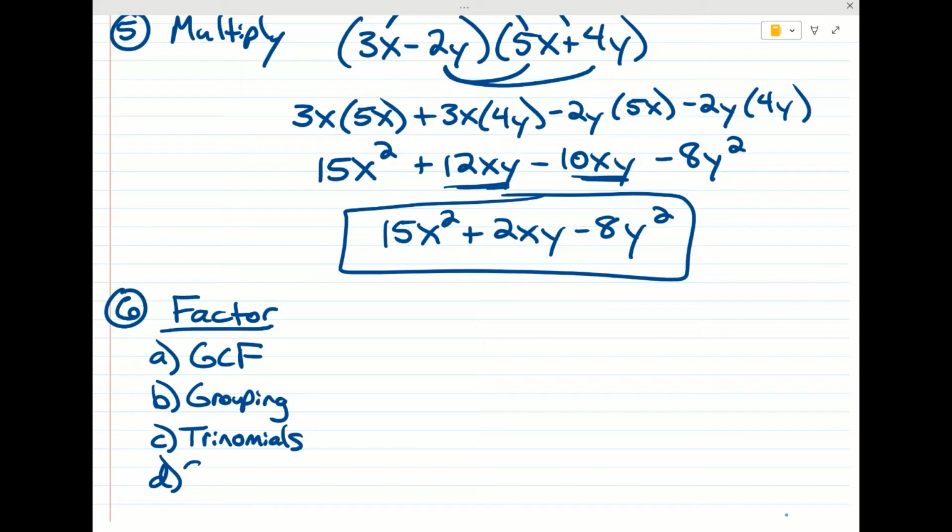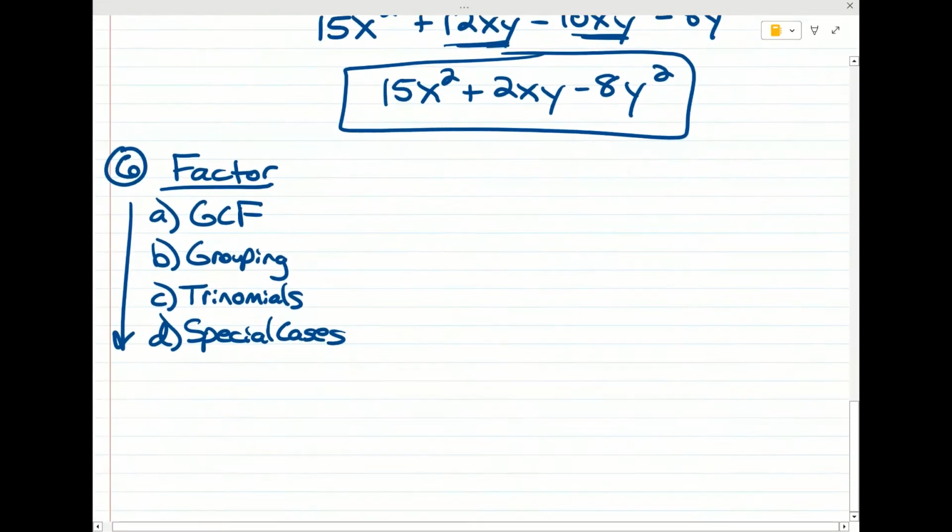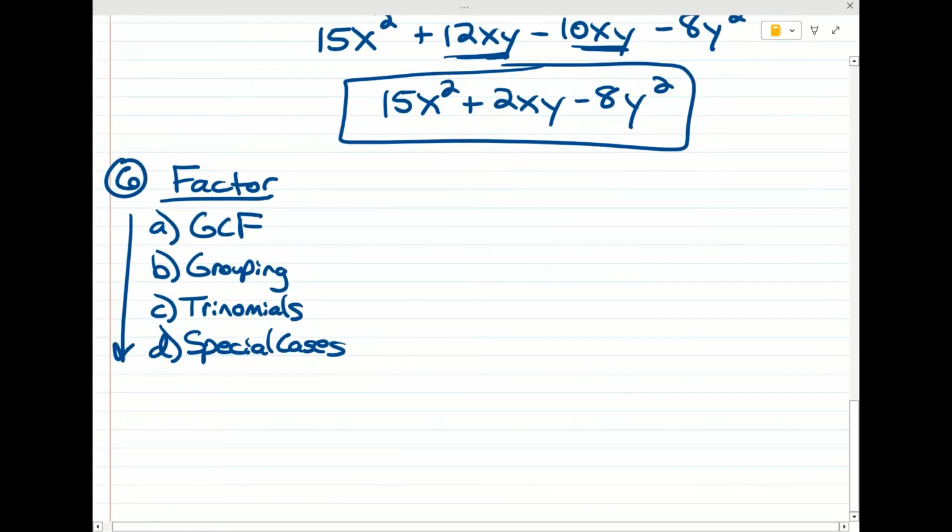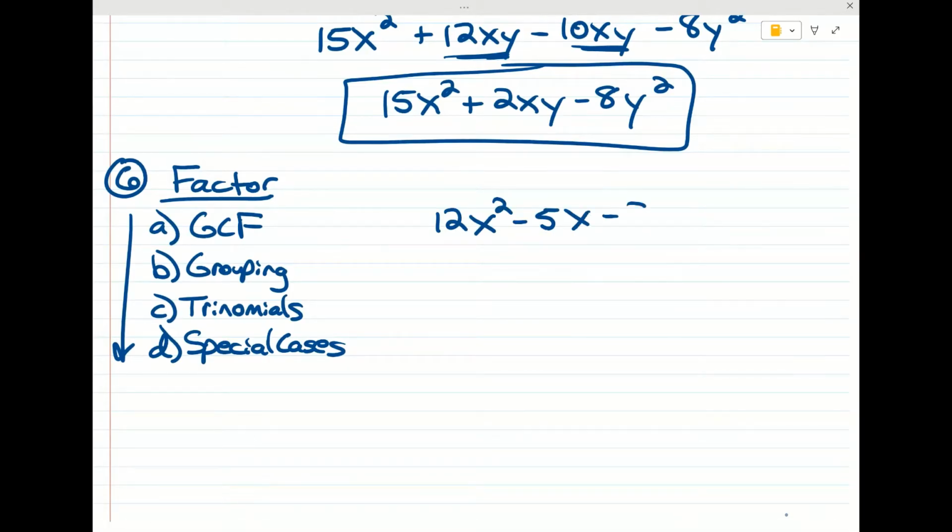And finally, we talked about special cases. And we always factor in this order. We don't jump straight to step 3. Just like if you were following a recipe, you would start with step 1 and then just kind of go down the list. So for problem 6, a factoring problem would look something like this. 12x squared minus 5x minus 2.